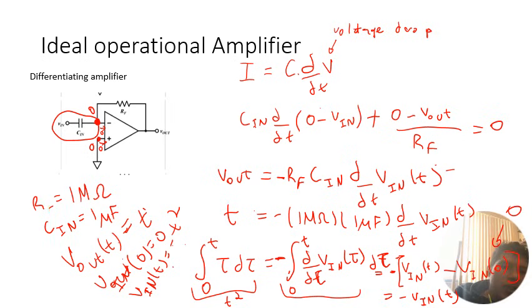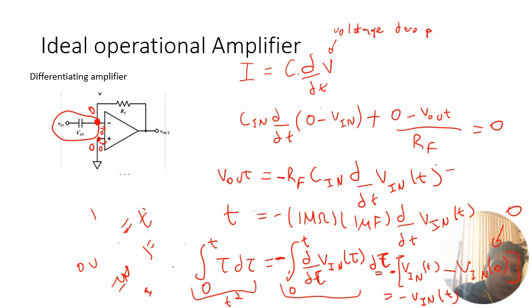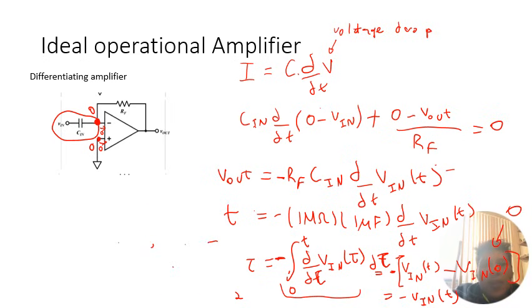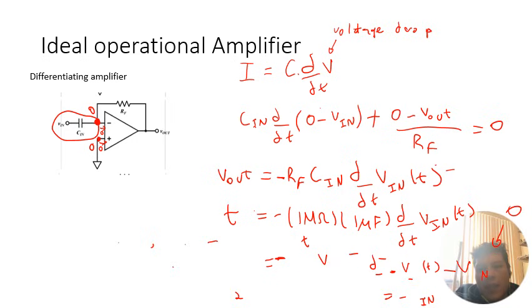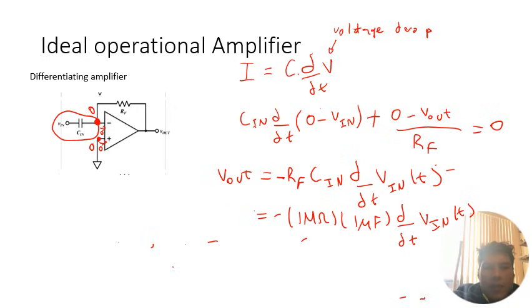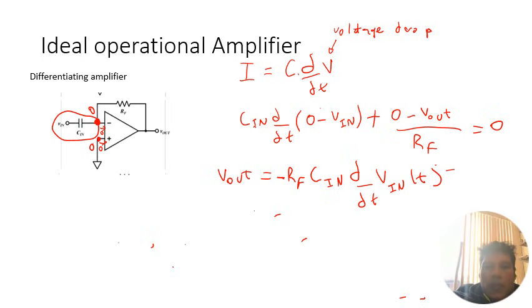All right, so those are just some numerical examples, but before we move on from this slide, let's just look at one more thing. The reason this is called the differentiating amplifier is because the way that the input and the output are related is through differentiating. So let me just go back here.